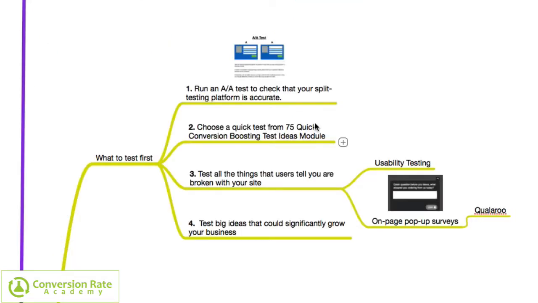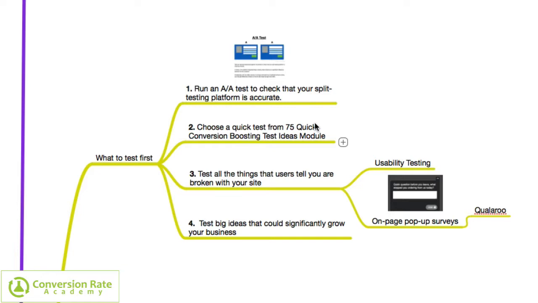Step 3 is to test all the things that users are telling you are broken with your site. The quickest way to find this out is to do some usability testing using something like usertesting.com, or set up an on-page pop-up survey like Qualaroo and get some data and feedback so that you can base your tests on those, because when you know what's broken, what's not working, what people's sales objections are, you're going to have tests that have much more solid hypotheses, and you will get much bigger results. This is when you get the double and triple digit game-changing changes from your tests.